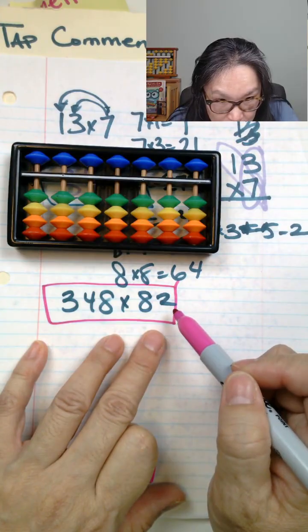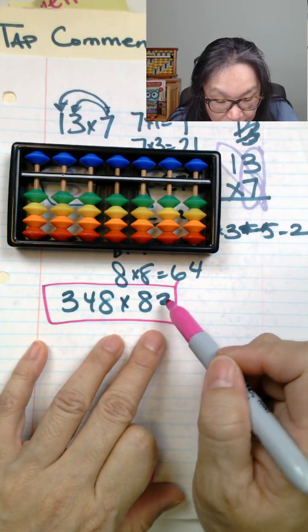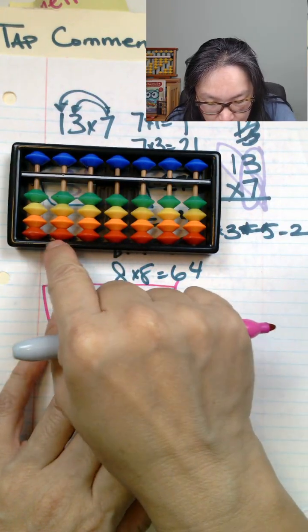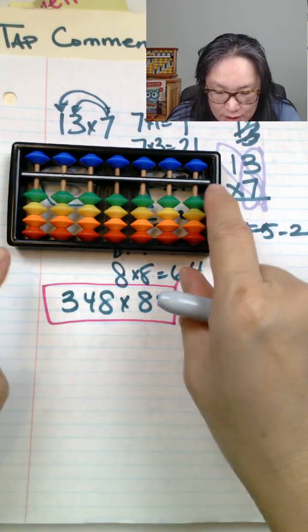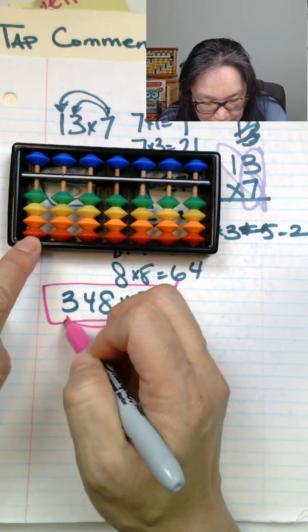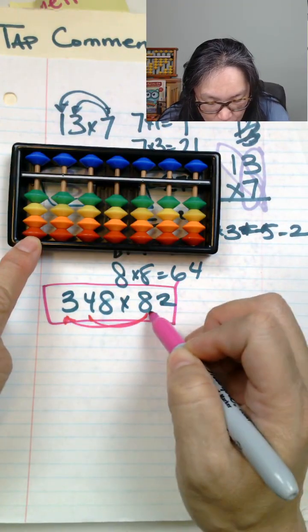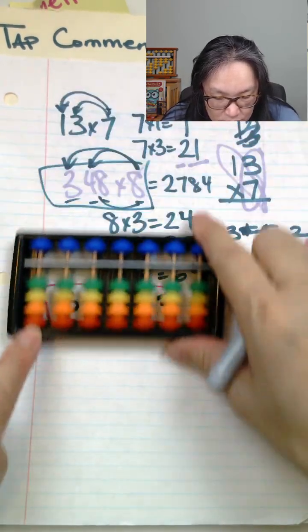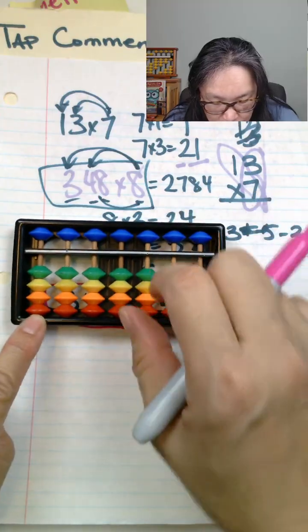So again, it's 5. 1, 2, 3, 4, 5. Yes. 10,000. Yes, it is. You're absolutely right. So when we do it, again, we're going to do the same thing: 8 times 3, 8 times 4, and 8 times 8. Same thing, right? We did it already.